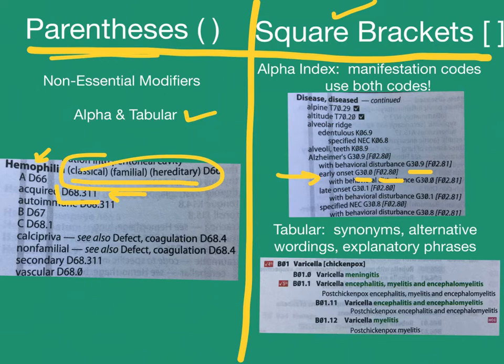Now, on the other hand, square brackets used in the tabular list just help to denote synonyms, alternative wordings, or any explanatory phrases. So here's a good example. In this case, varicella. Another word for varicella, or a synonym, if you will, is chickenpox. We've got these square brackets going on in the tabular list.